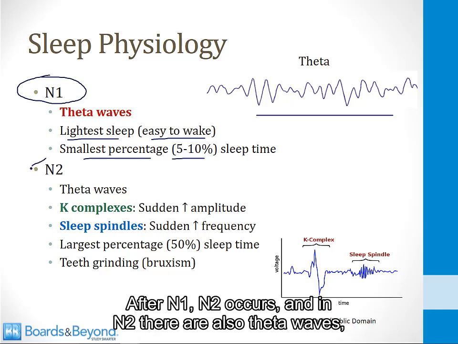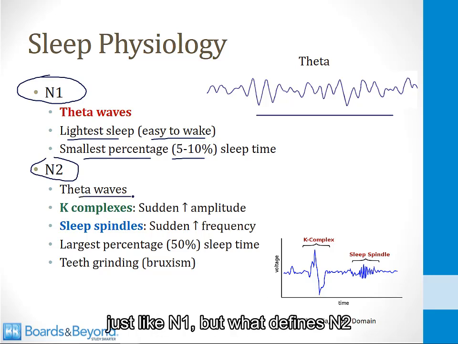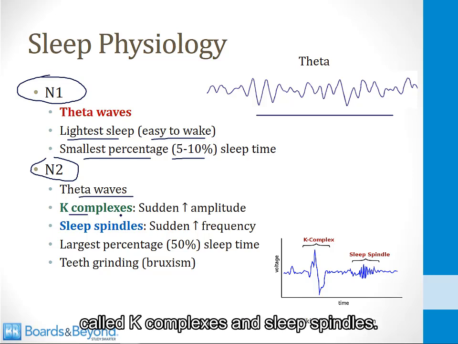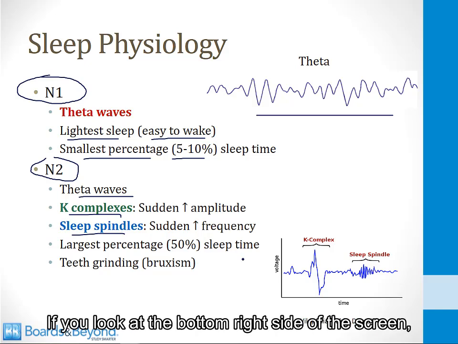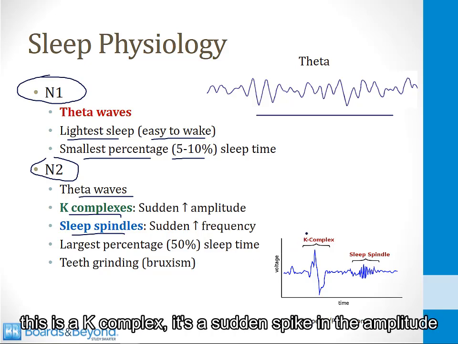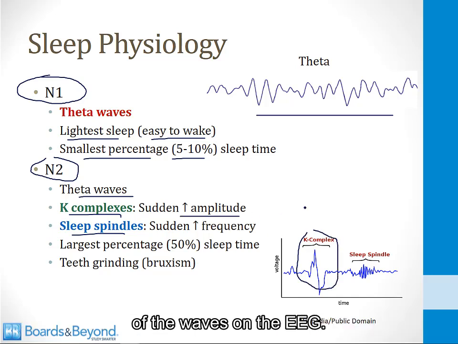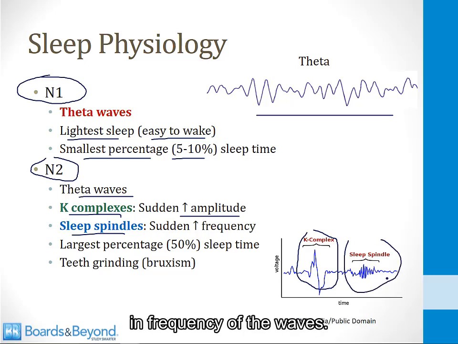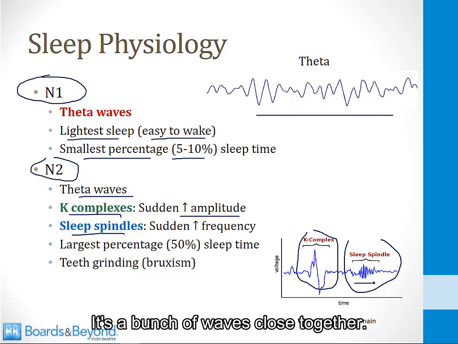After N1, N2 occurs, and in N2 there are also theta waves just like N1, but what defines N2 is that things start to appear in the EEG called K-complexes and sleep spindles. If you look at the bottom right side of the screen, this is a K-complex. It's a sudden spike in the amplitude of the waves on the EEG. A sleep spindle is a sudden increase in frequency of the waves. It's a bunch of waves close together.